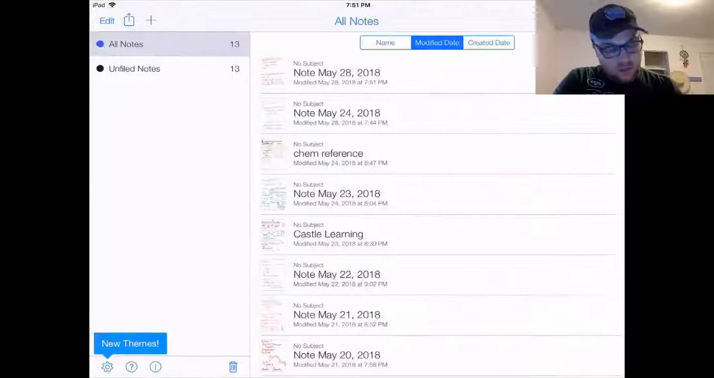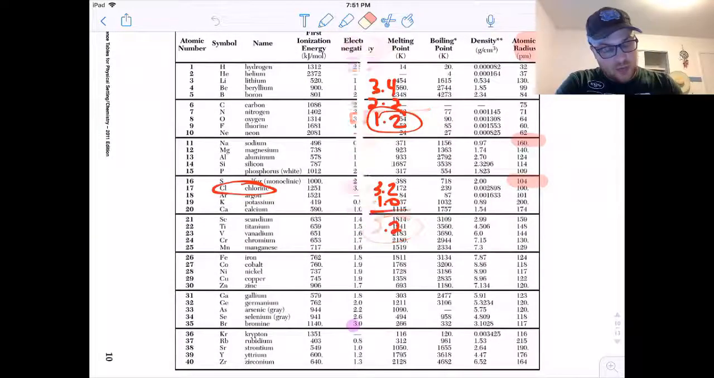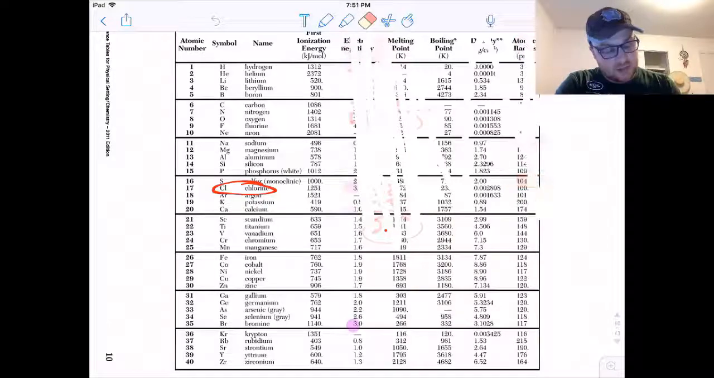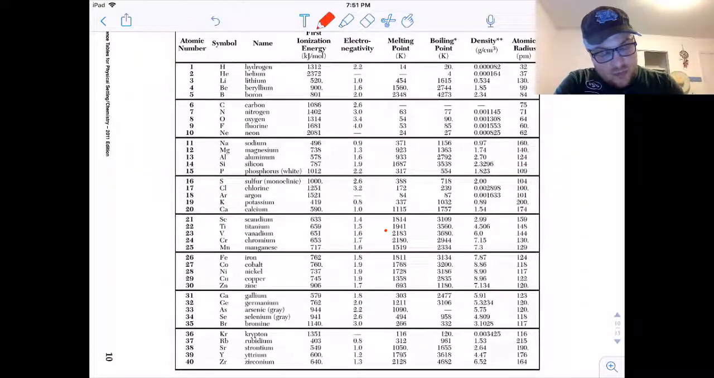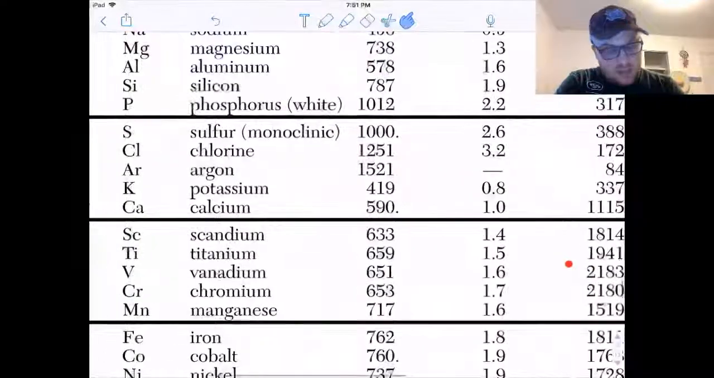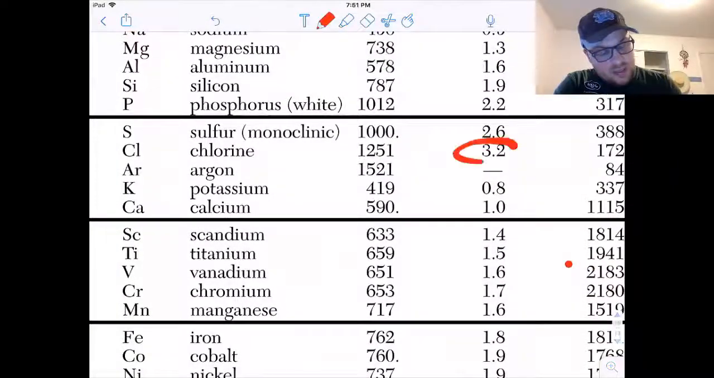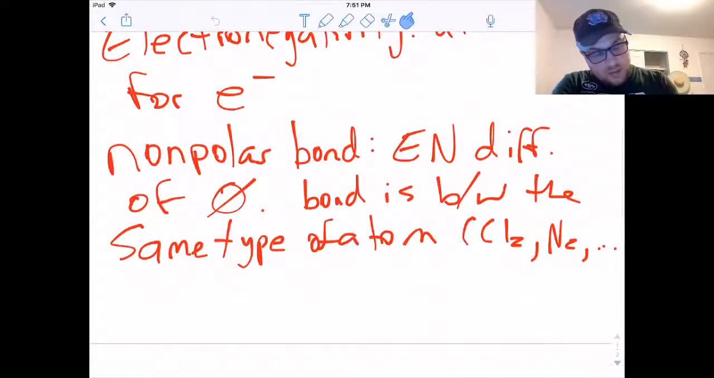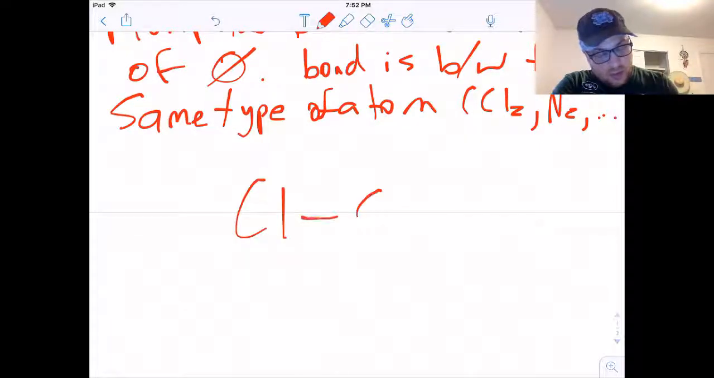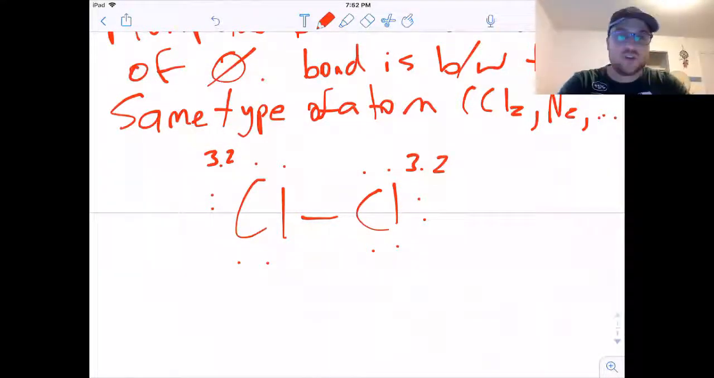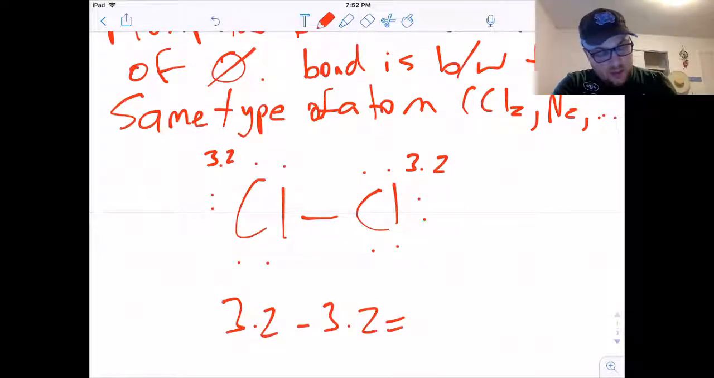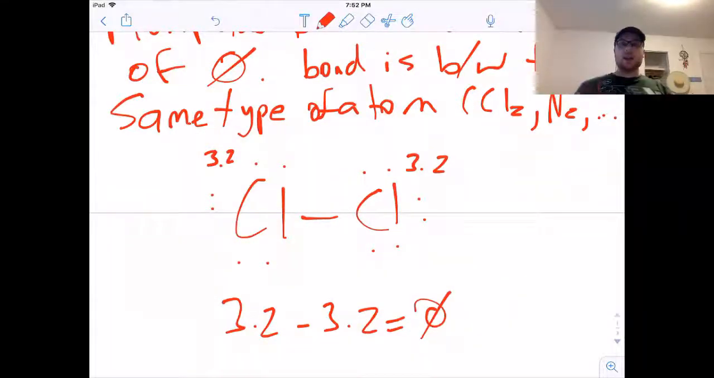What do I mean that the electronegativity difference is 0? If you go to Table S on your reference table, and let's say you were doing Cl2, you'll notice that chlorine's electronegativity is 3.2. So when you have chlorine with chlorine, let's draw their dot structures here. This electronegativity is 3.2. That one's electronegativity is also 3.2. When you subtract them, you get 0. So we consider that a nonpolar bond.